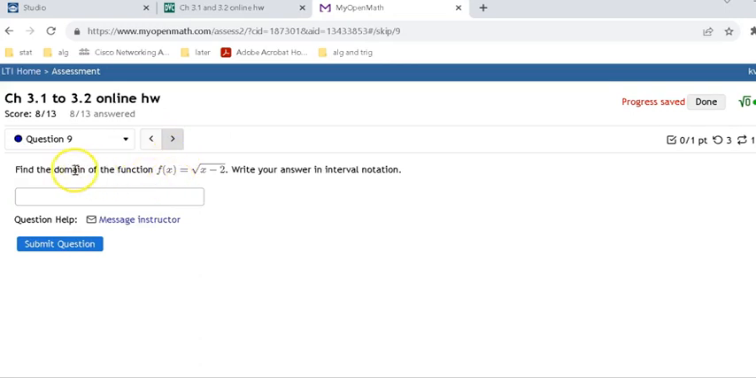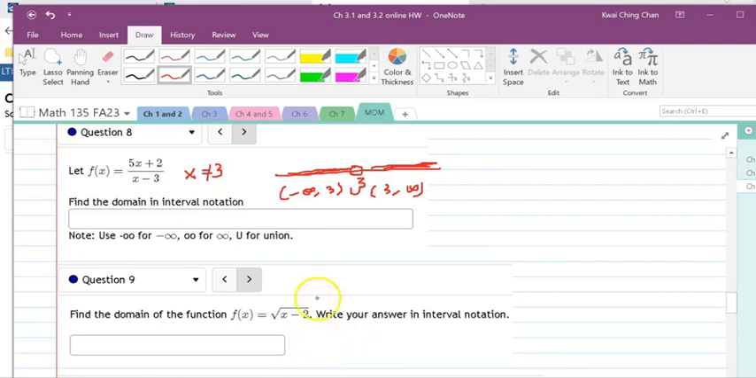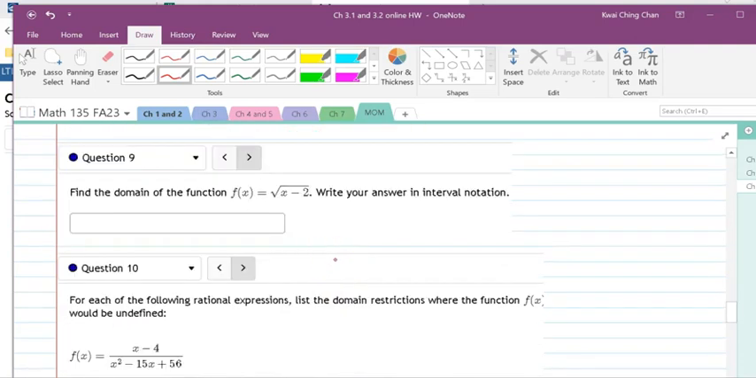Question 9, what is the domain of this function? Unlike a denominator, for the domain of a square root, you don't want a negative number. So as long as you have x minus 2 greater than or equal to 0, it is good, right? So you solve the inequality x minus 2 greater than or equal to 0, plus 2, x is greater than or equal to 2. Again, greater than or equal to 2 in interval notation. I have to draw the number line.